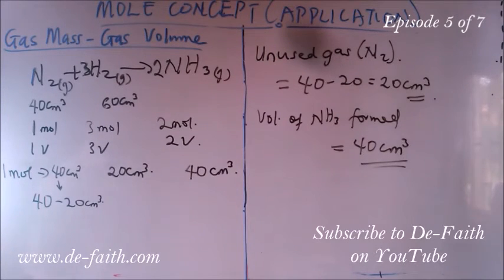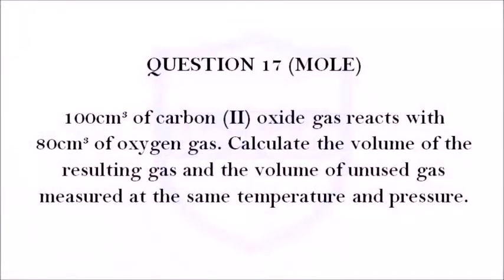we solve this. We consider this question: 100 cm cubed of carbon(II) oxide gas reacts with 80 cm cubed of oxygen gas. Calculate the volume of the resulting gas and the volume of unused gas measured at the same temperature and pressure.